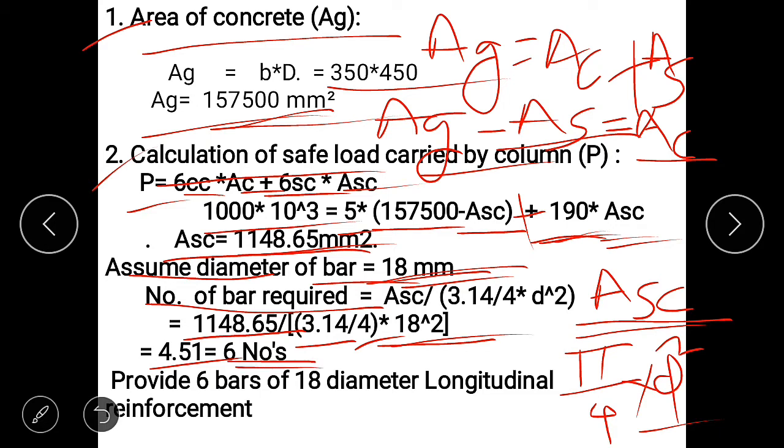Always assume only an even number, don't assume an odd number, because we can easily place an even number like this: 1, 2, 3, 4, these two corners, 5 and 6. So we require an even number, so provide 6 bars of diameter 18 mm as longitudinal reinforcement. So we calculated the bars as 6 and the diameter as 18 mm. ASC we already calculated.